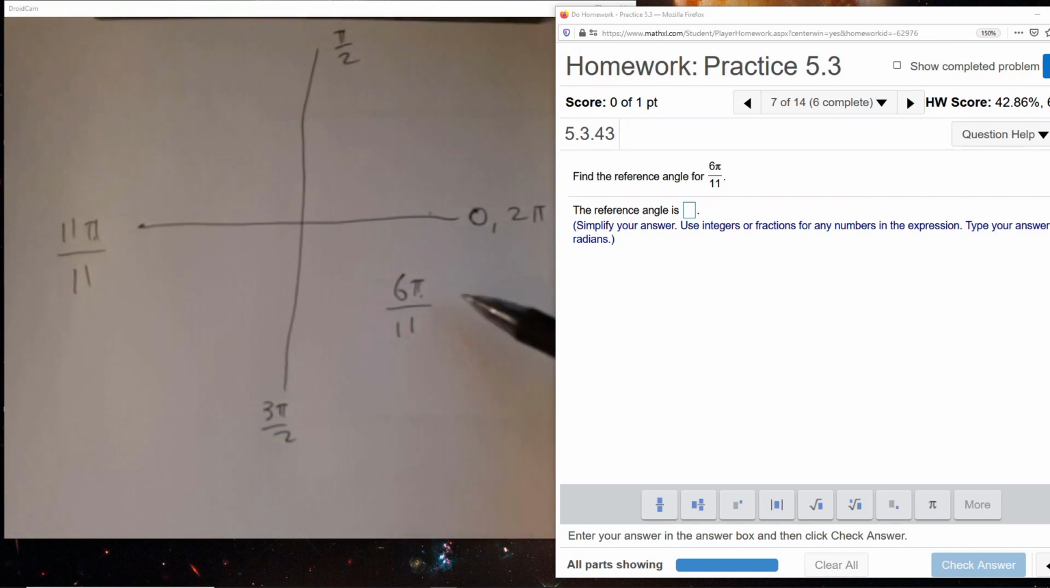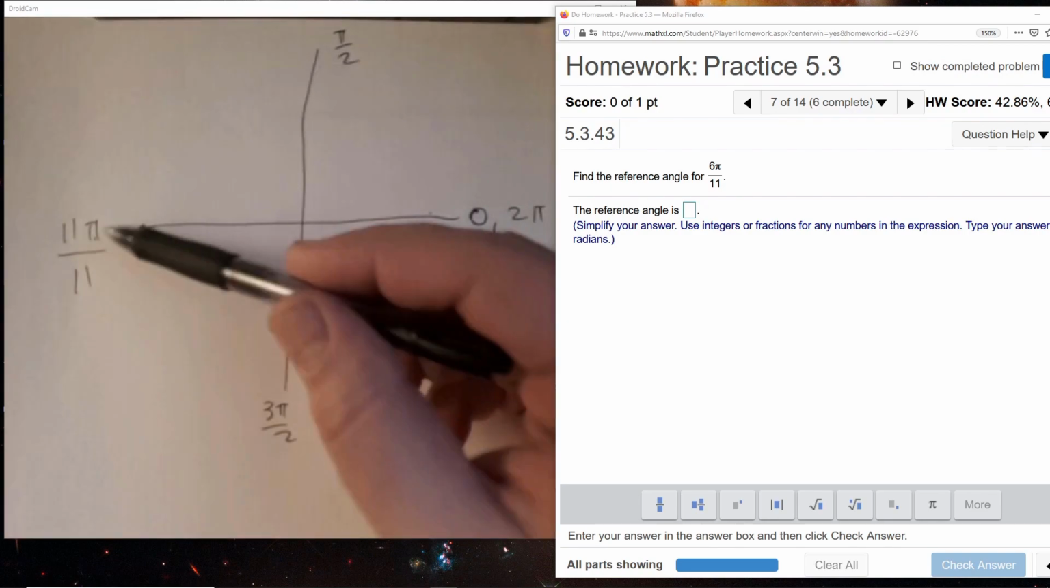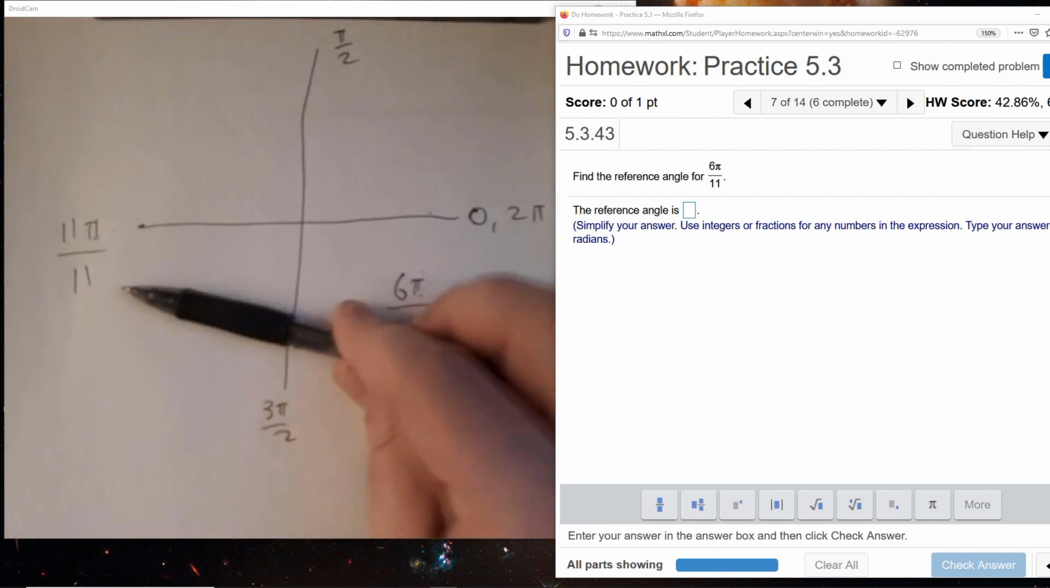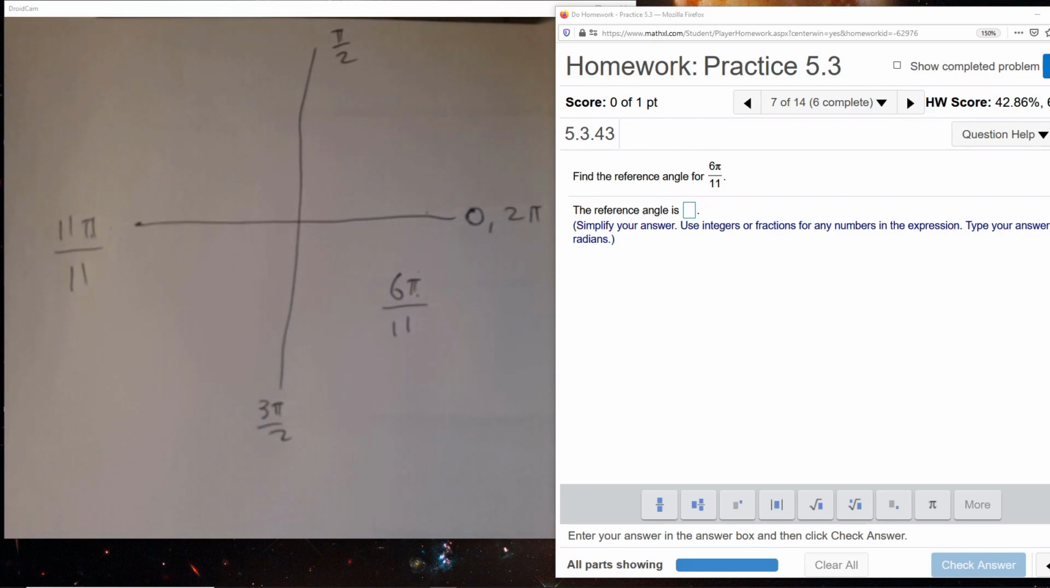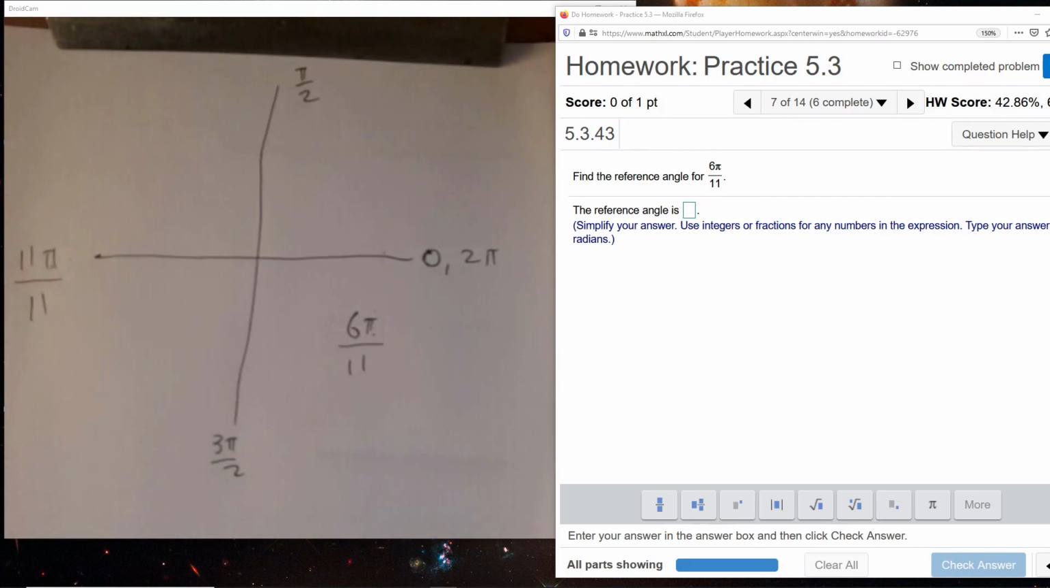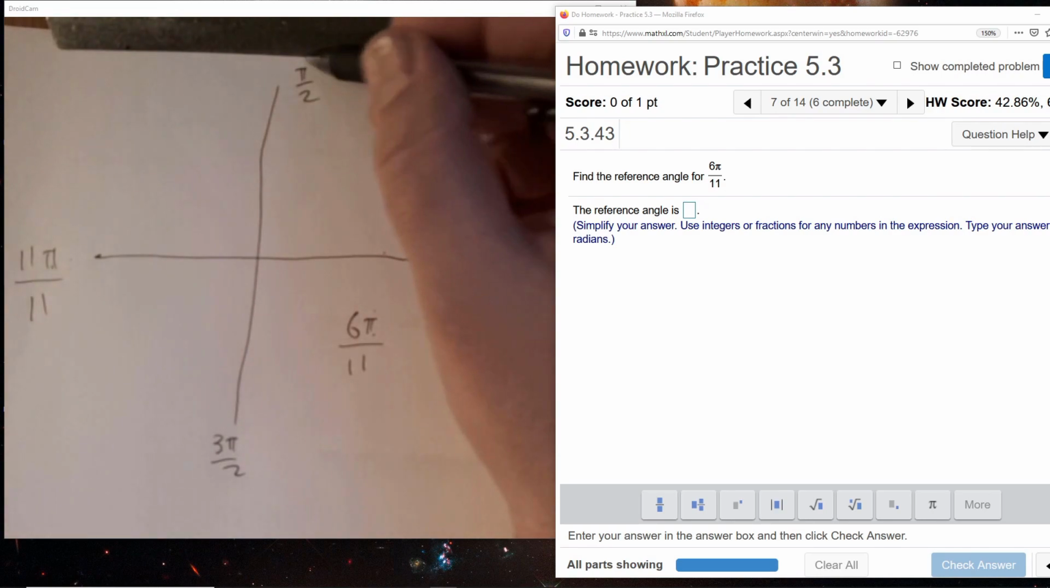And so right off the bat, we can see 6 pi is less than 11 pi, and so we've eliminated quadrants 3 and 4. We know 6 pi over 11 has to be in 1 or 2. And now the only fraction that we need to compare is pi over 2.